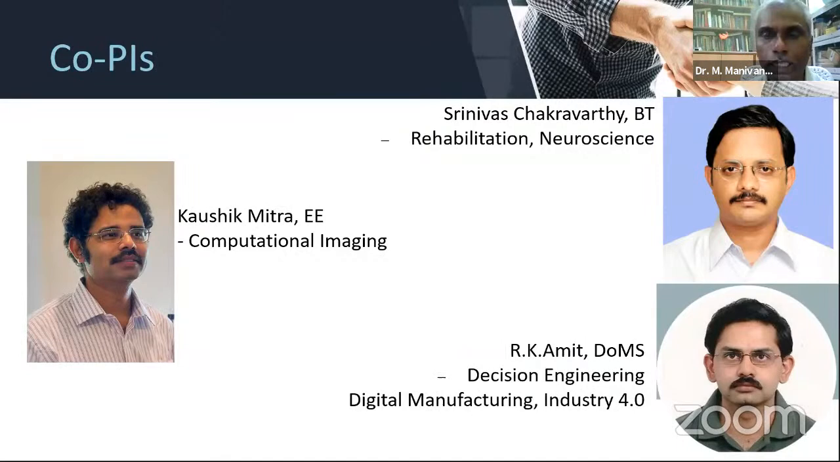And Professor Kaushik Mitra from Electrical Engineering, his expertise is computational imaging. He would like to use image processing and signal processing technologies to improve virtual reality systems. And we have Professor Amit from the Department of Management Sciences. His focus is decision engineering. He would like to see how virtual reality can be used to improve decision engineering in a corporate environment, or even how decision engineering can be useful in virtual reality for designing better UI systems, or in various applications, like digital manufacturing or industry 4.0.